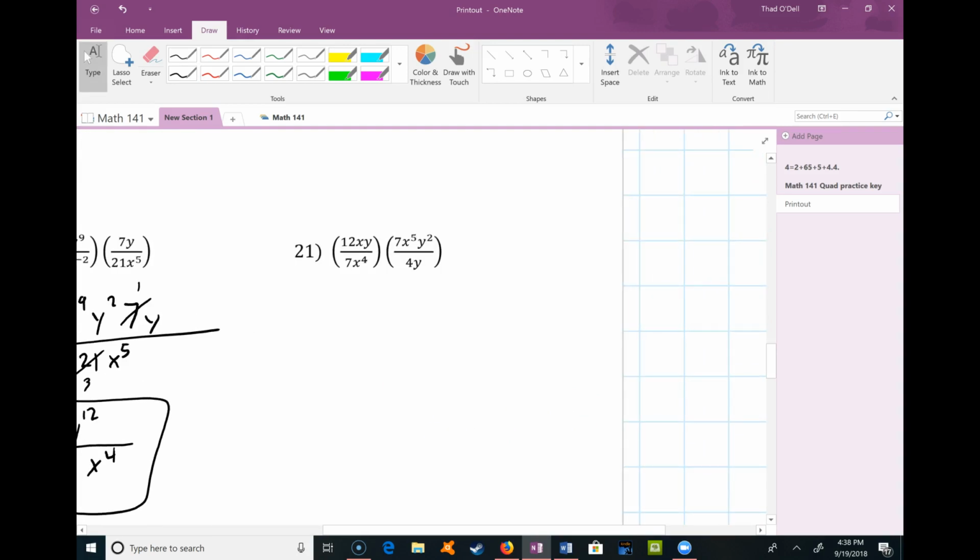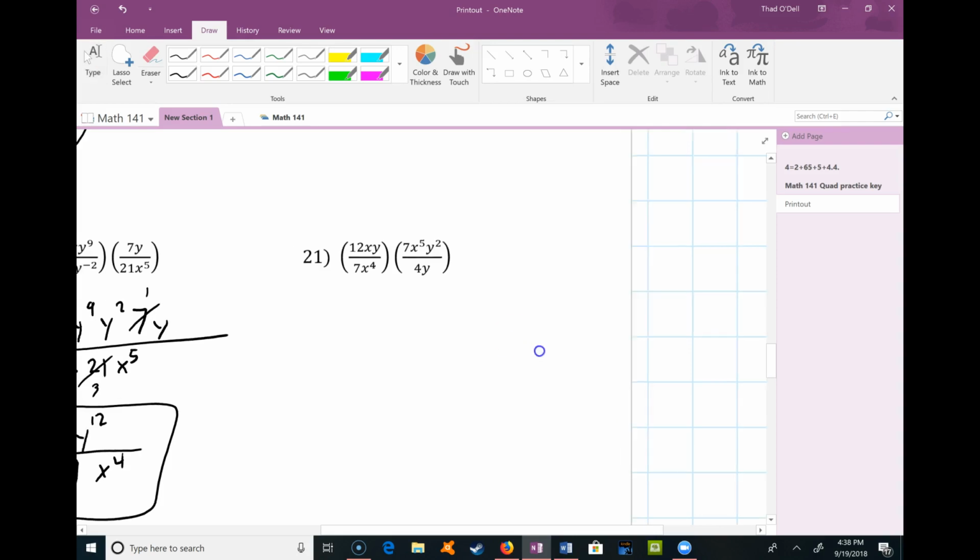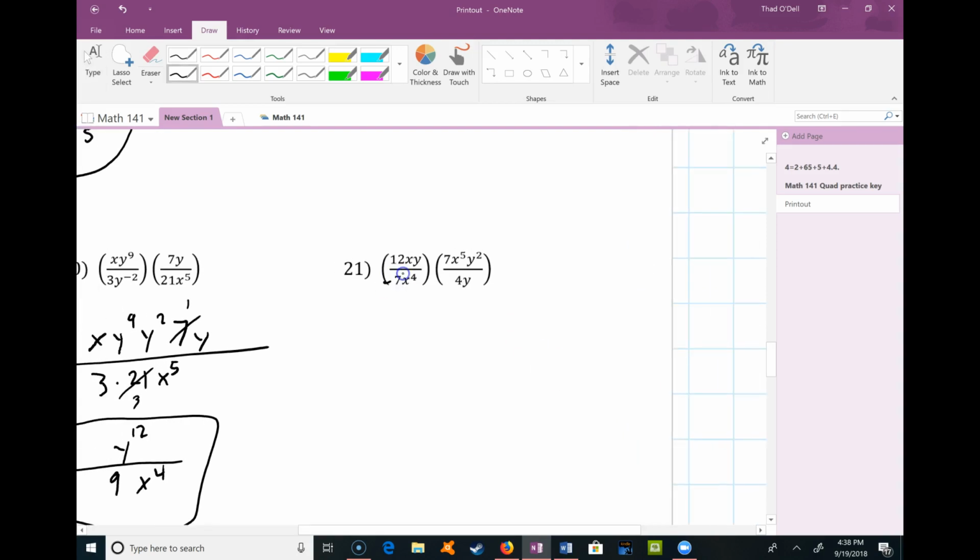Over here, wow, look at that. Once again, those parentheses aren't really doing anything for me because I can cancel anywhere when I'm multiplying, right? So I know that this x to the 4th cancels with that x to the 5th, leaving just an x. And the 7 cancels with the 7. And 4 cancels with the 12, leaving a 3.